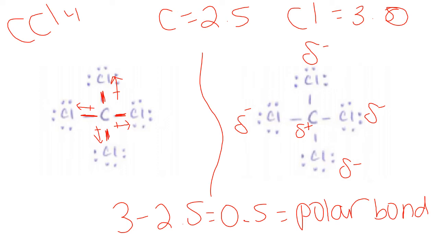And again, we only do these symbols if it's a polar bond. If this was a non-polar bond, we wouldn't draw symbols. You would just draw the Lewis structure and move on. We only do this for the polar bond.